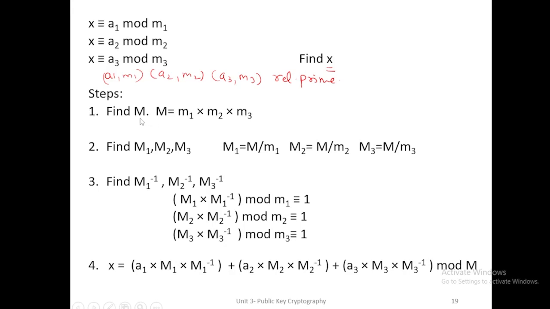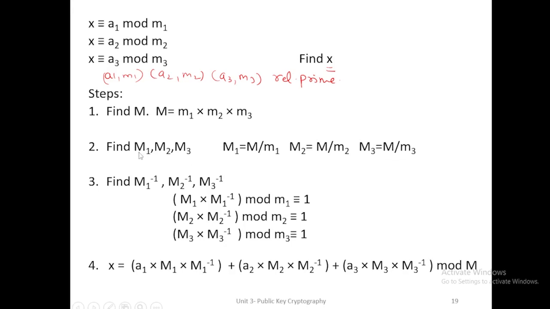First we should find out capital M. So capital M is equal to the multiplication of the right side values, so M1 into M2 into M3. So first we should find the M value. Then we should find capital M1, M2, M3. These three values can be found with the help of capital M and small m1, m2, m3 values. So the formula is capital M1 is equal to capital M divided by small m1. Like that capital M2 is equal to capital M divided by m2. Capital M3 is equal to capital M by m3.